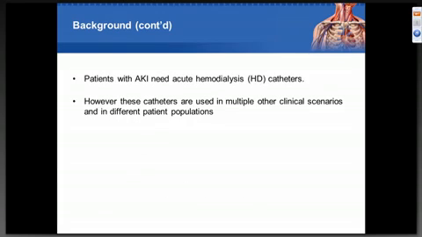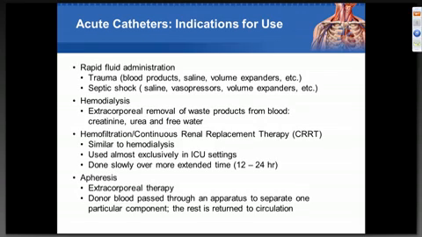Patients with acute kidney injury need an acute dialysis catheter, especially when they develop that, because that's the first line of treatment to treat the fluid overload issue, the acidosis issue, and the electrolyte issue. However, these catheters per se are not used only in patients with acute kidney injury. They are used in other clinical scenarios in different patient populations, sometimes in trauma situations when you have to give a massive amount of fluid, because these are big size catheters. As you all know, the size of the catheter lumen may have an exponential impact on the amount of fluid that you can give.